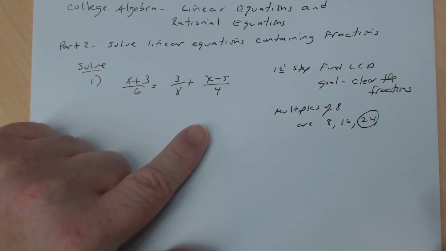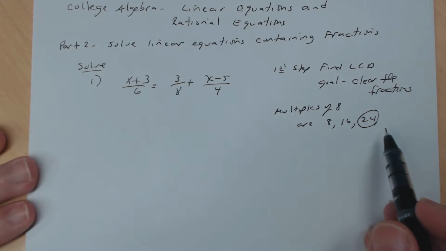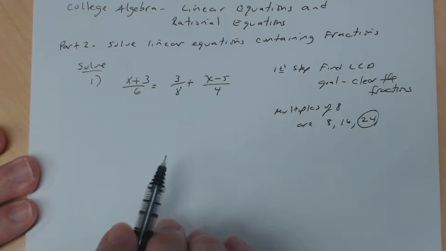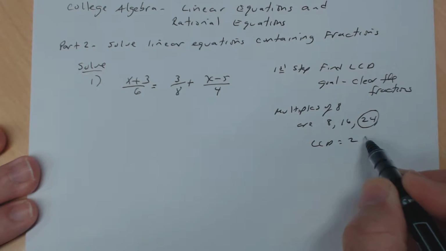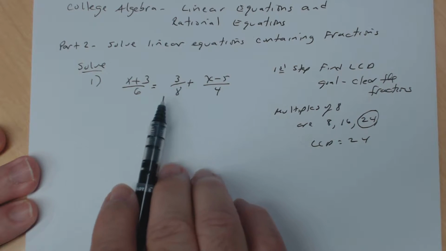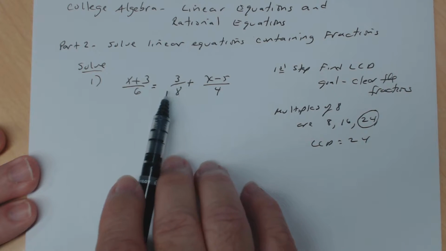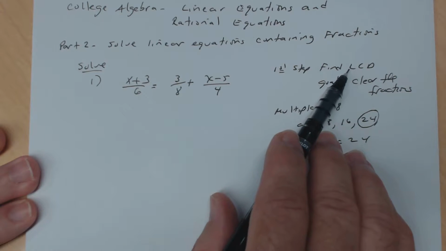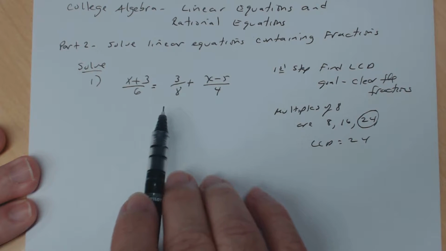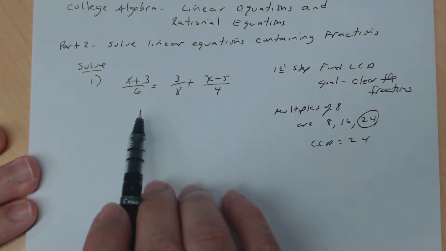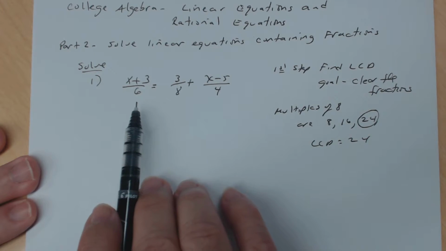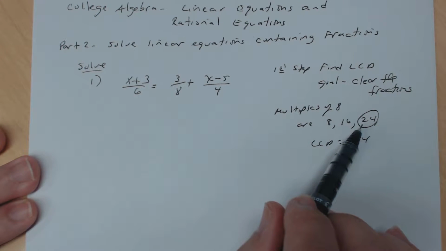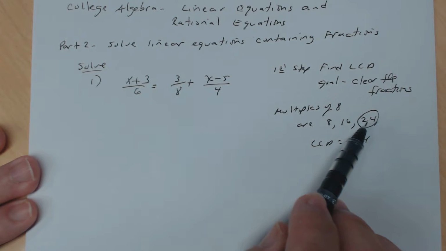So our least common denominator is 24. 24 is the smallest number that these three numbers have in common. So the LCD will be 24. Again, the best thing to do, and you have access to a calculator, is to use multiples of 8 and find the smallest multiple. That's why it is called the least. You can use a common multiple, but the least is always the more efficient one to use. So you want to find the smallest number that 6, 8, and 4 will go into, and that is 24 because all three go into 24 evenly.